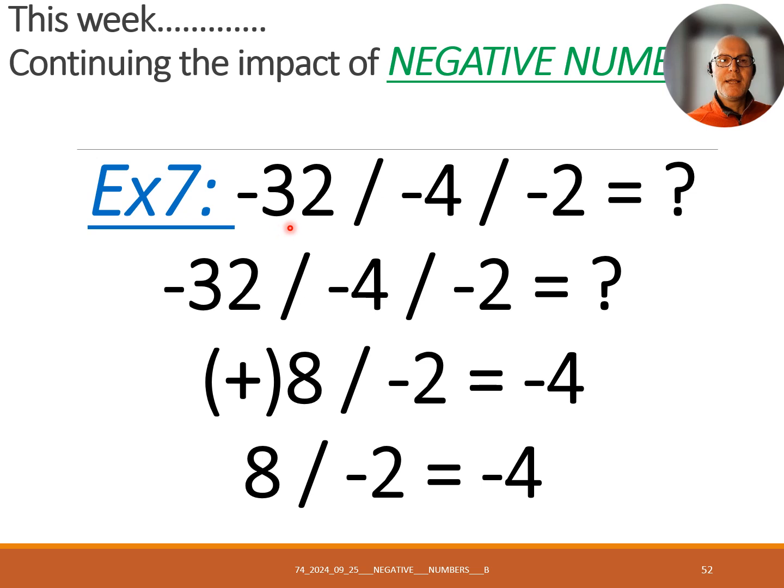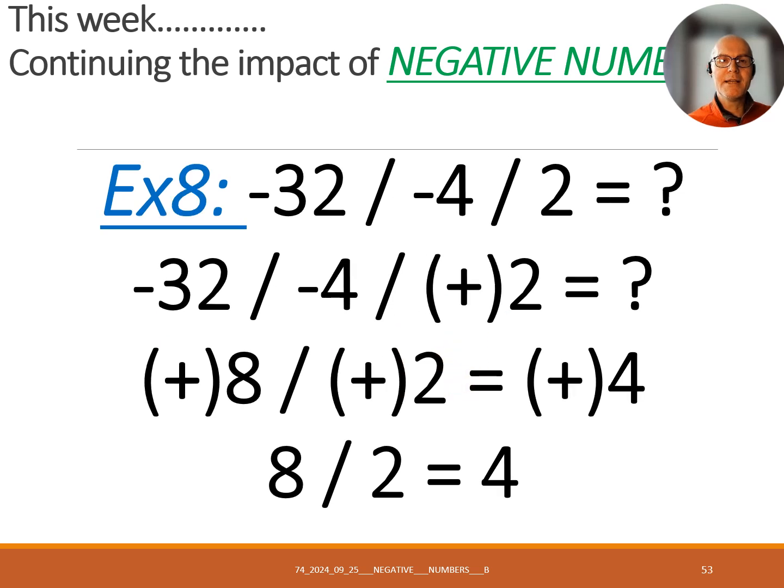Next example. Negative 32 divided by negative 4 divided by negative 2. Negative 32 divided by negative 4 is a negative divided by a negative. Negative divided by a negative will be a positive. 32 divided by 4 is 8. Make it a positive. Negative 32 divided by negative 4 is positive 8. Positive 8 divided by negative 2. So we have a positive divided by a negative equals a negative answer.